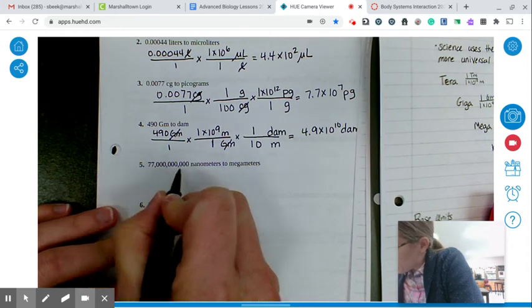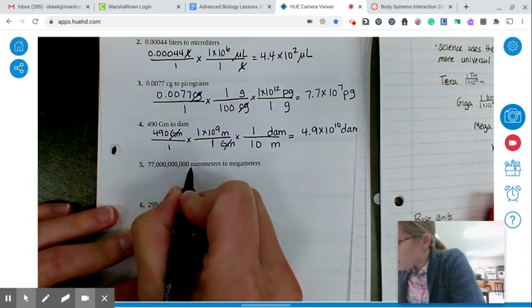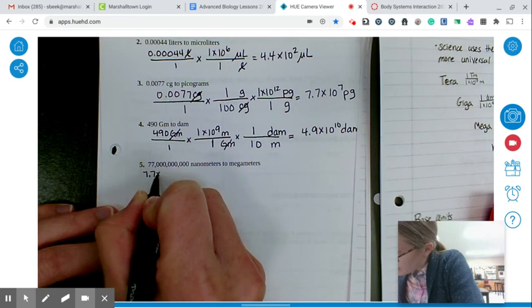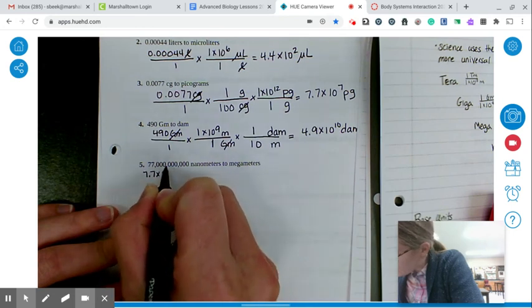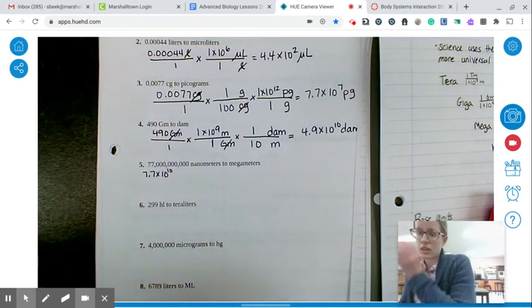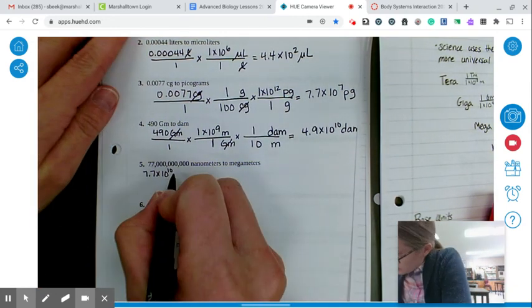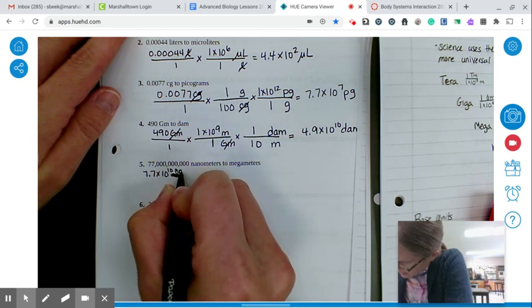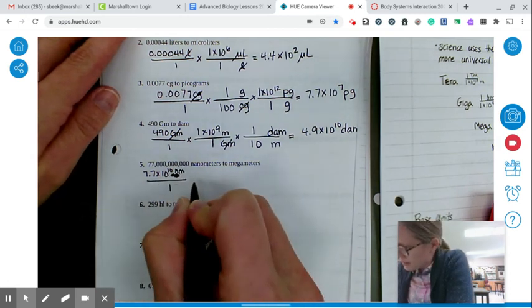All right, now we got a lot of zeros. I'm going to be lazy. I don't want to write that whole number. I'm going to make it 7.7 times 10 to the 9th. You don't have to do that, but I don't want to write all those zeros. So I'm going to make it that, nanometers over 1.